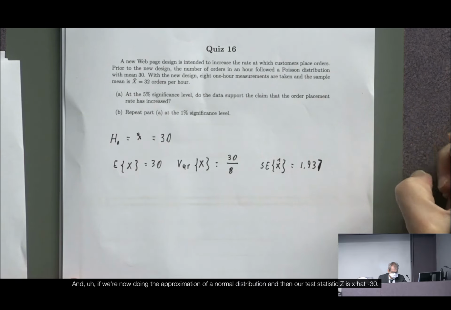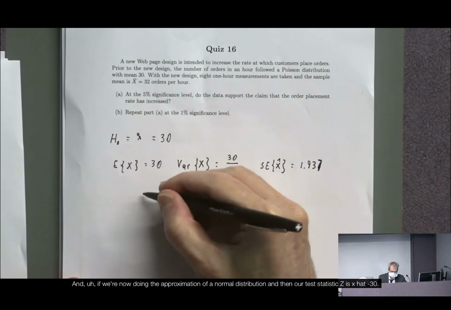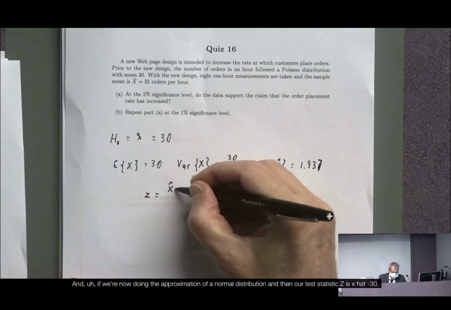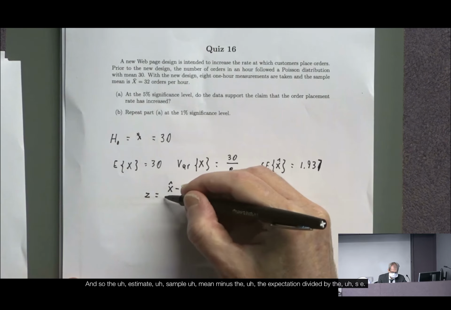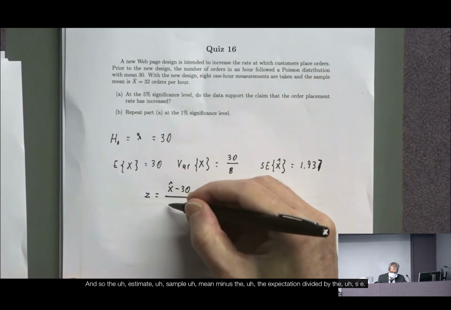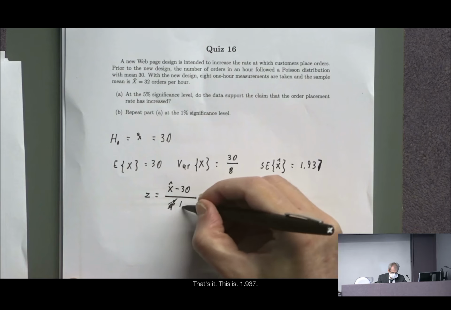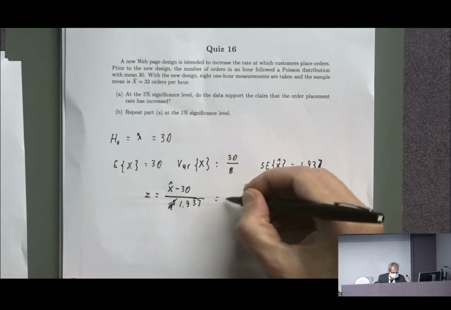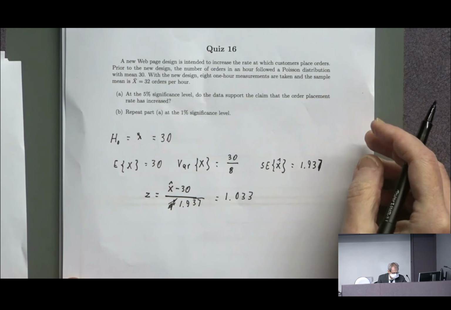And if we're now doing the approximation of a normal distribution, then our test statistic z is x hat minus 30, so the estimated sample mean minus the expectation, divided by the SE. And so this is 2 divided by 1.937, and that is 1.033.